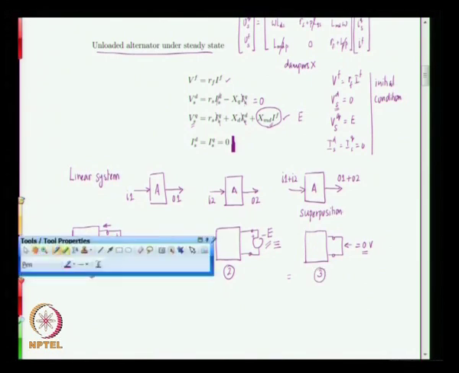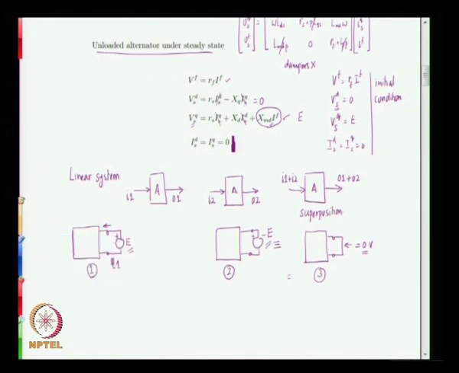But we already know the response produced in case 1, we know that the currents are 0, and therefore 0 plus whatever is produced here must be the response that is there in this, which means that this response can be obtained by simply applying a voltage of minus E to the d axis of the circuit and looking at the response of this circuit alone, because this is 0.